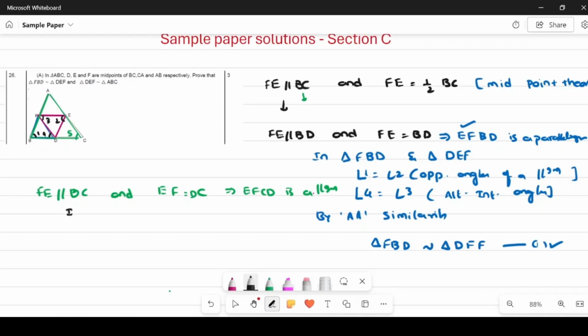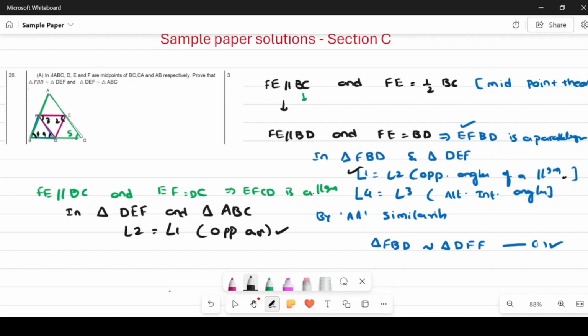So in triangle DEF and triangle ABC, angle 2 of triangle DEF, so angle 2 is equal to angle 1 of triangle ABC. These are equal. These are basically opposite angles. We have already written here, opposite angles of this parallelogram.